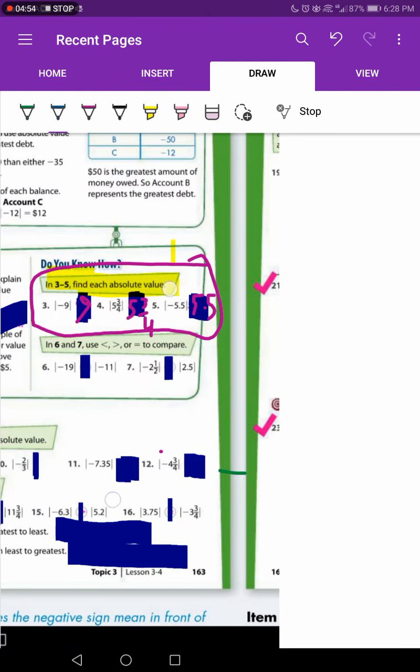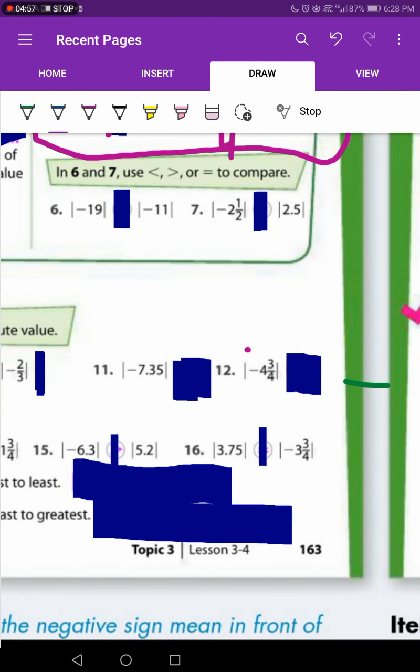Now let us work here. Before you write the compare sign, greater or less or equal, we have to write the value of the absolute value of this and this. Ryan, can you solve this? The absolute value of minus 19 will be 19. And minus 11 will be 11. And the bigger is 19. So we draw 19 greater than.